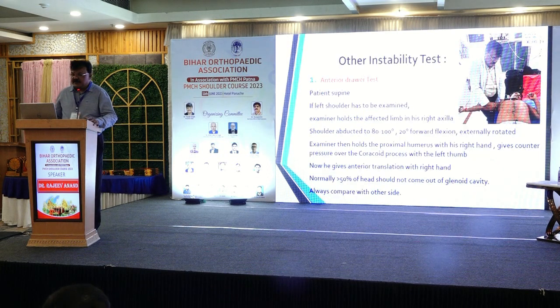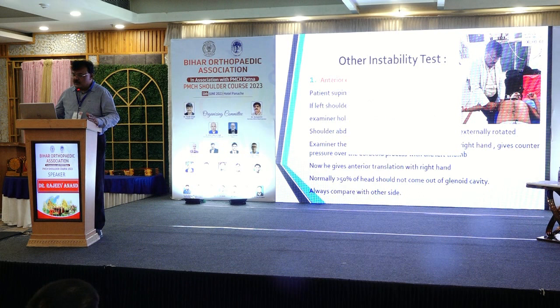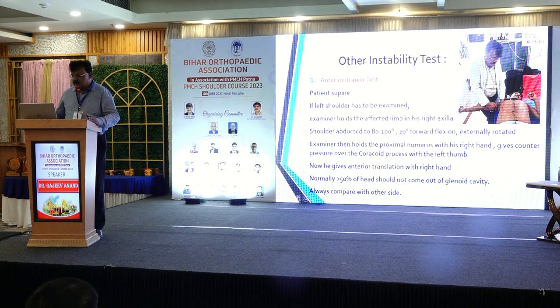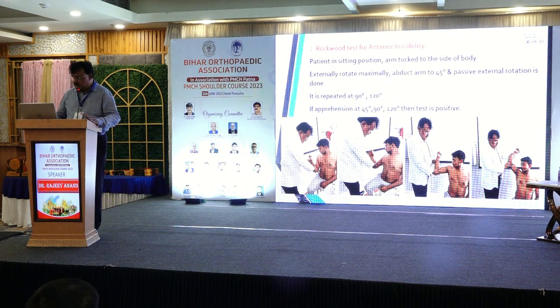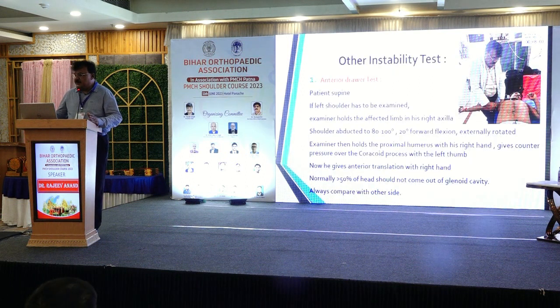Other instability test is anterior drawer test. The patient lies supine, and if the left shoulder has to be examined, examiner holds the affected limb in his right axilla, shoulder abducted to 80 to 100 degrees, 20-degree forward flexion and externally rotated. Examiner then holds the proximal humerus with his right hand, gives counter pressure over the coracoid process with the left thumb.